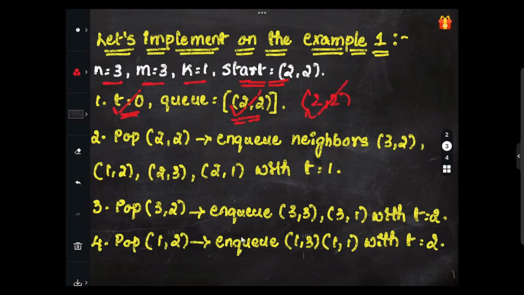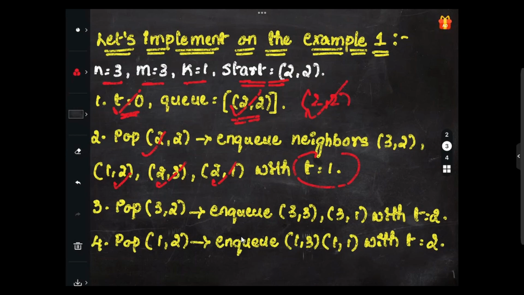And what we will do first, we will pop 2 comma 2, and we will be enqueuing the neighbors 3 comma 2, 1 comma 2, 2 comma 3, 2 comma 1 with t equals 1. You can write this in a kind of matrix table and check it, starting with 0 comma 0, if you want to.